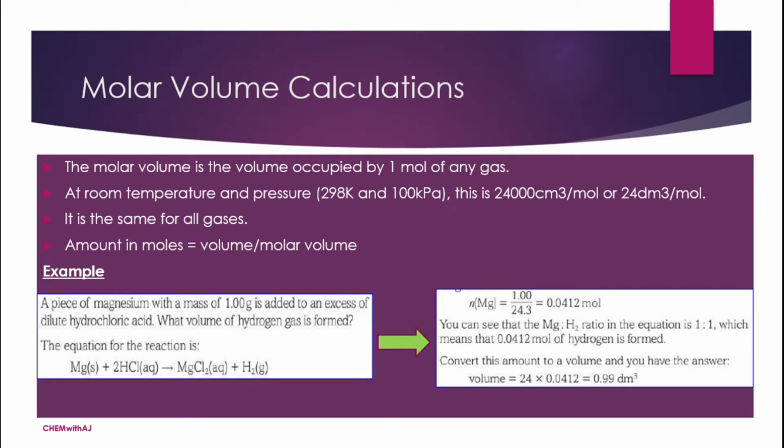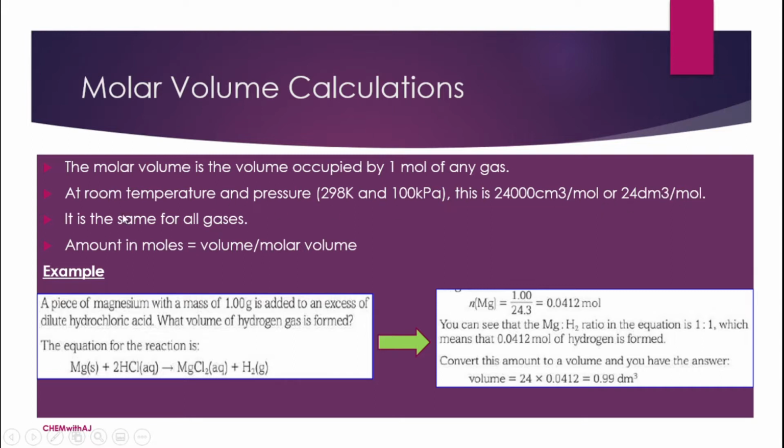So what is this molar volume? Molar volume is the volume occupied by 1 mole of a gas. So 1 mole of a gas will always occupy a constant volume provided the temperature and pressure stay the same. At room temperature and pressure, 298 Kelvin, 100 kilopascals, the molar volume, or how much volume 1 mole of a gas occupies, is 24,000 centimeter cube per mole. Each mole 24,000 centimeter cube, or we can write it as 24 decimeter cube per mole.